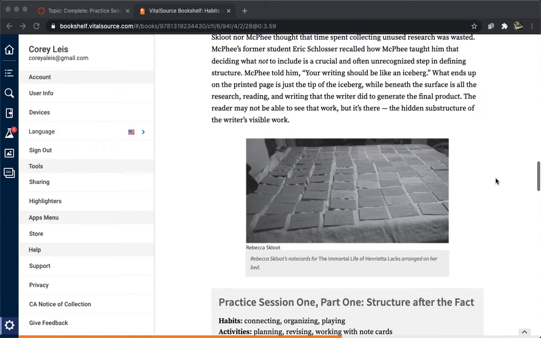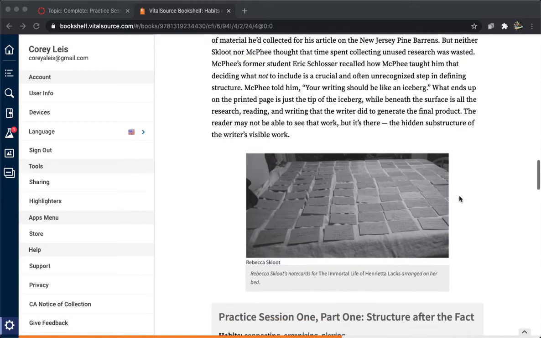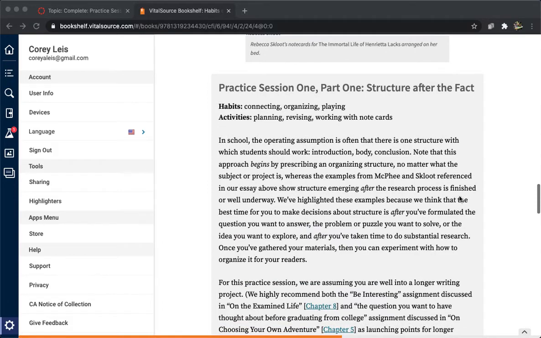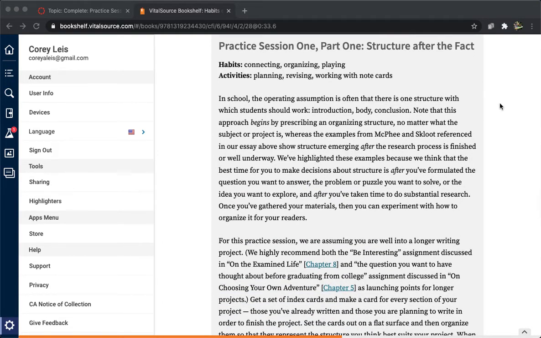So in the book, there's the image of Rebecca Skloot's flashcards that she used to map out her entire book. So, in essence, what we're doing is that same activity. We're applying it to our essays, though. So let's go ahead and read through this, and I'll explain as we go through.